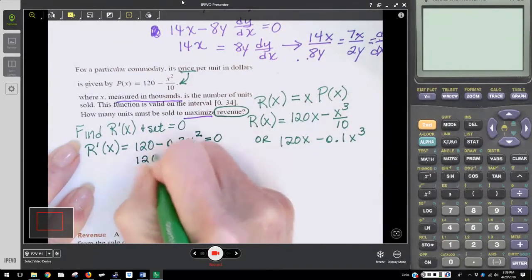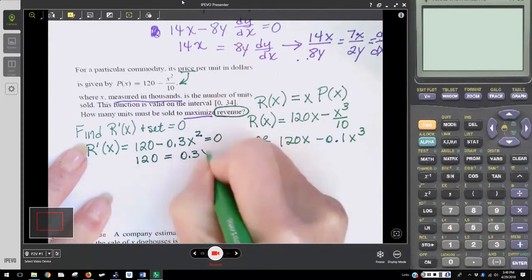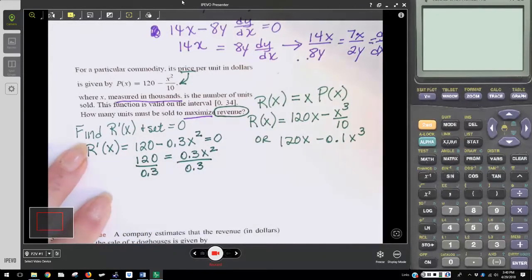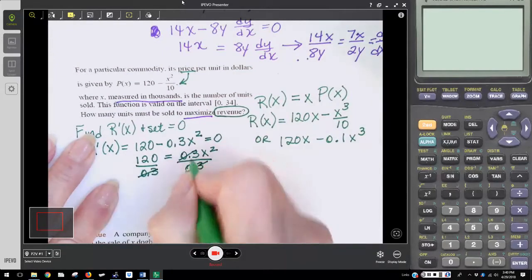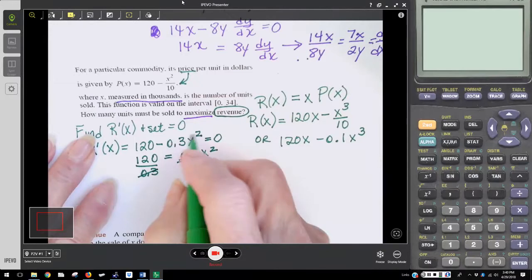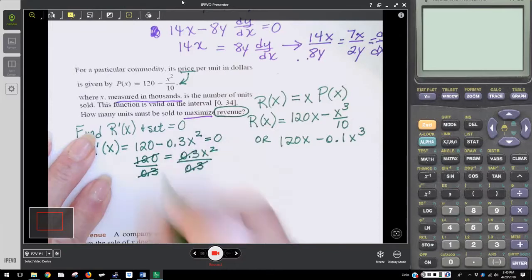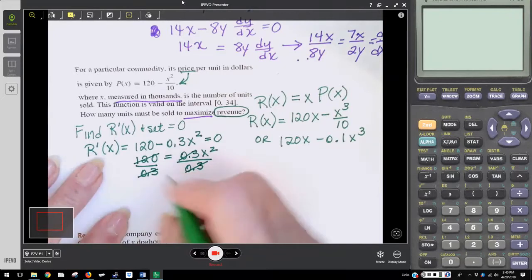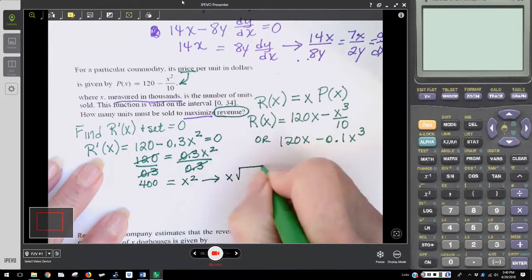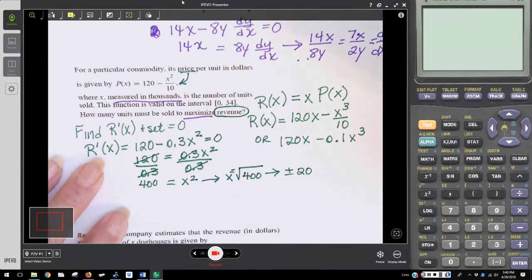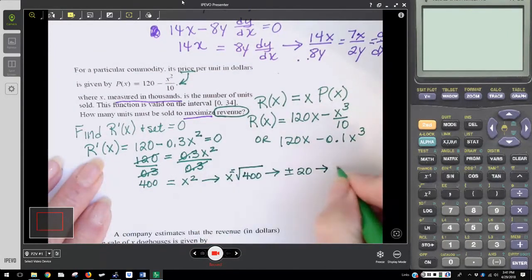So this actually is very easy to do algebraically. We simply add 0.3x squared to both sides, then divide both sides by 0.3. And 0.3 into 120 means that we come up with 400 is equal to x squared, which means x is the square root of 400, which is plus or minus 20. And of course, negative 20 isn't on the interval from 0 to 34, so we're only going to keep the positive answer, x equals 20.